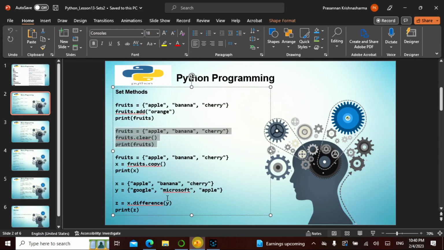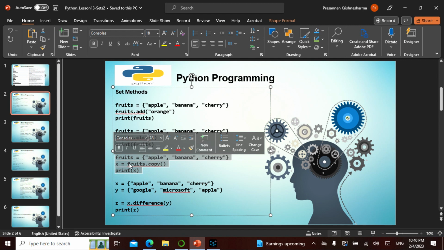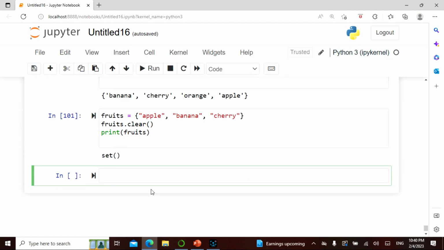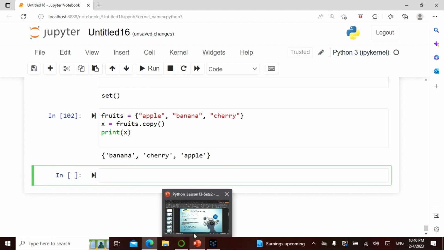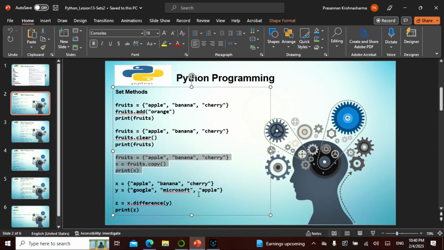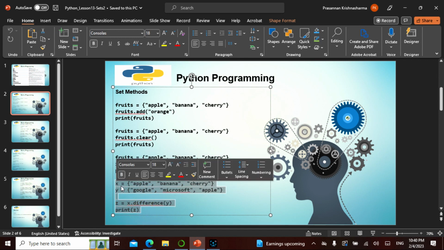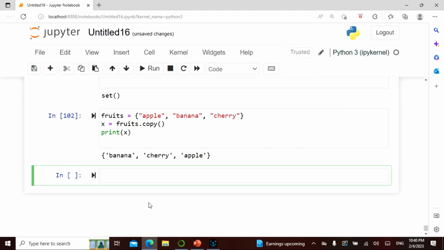We did the same thing here. We are copying it here. So the same thing, as I said, the set is unordered. So it's a kind of a rowdy. So don't worry about it.